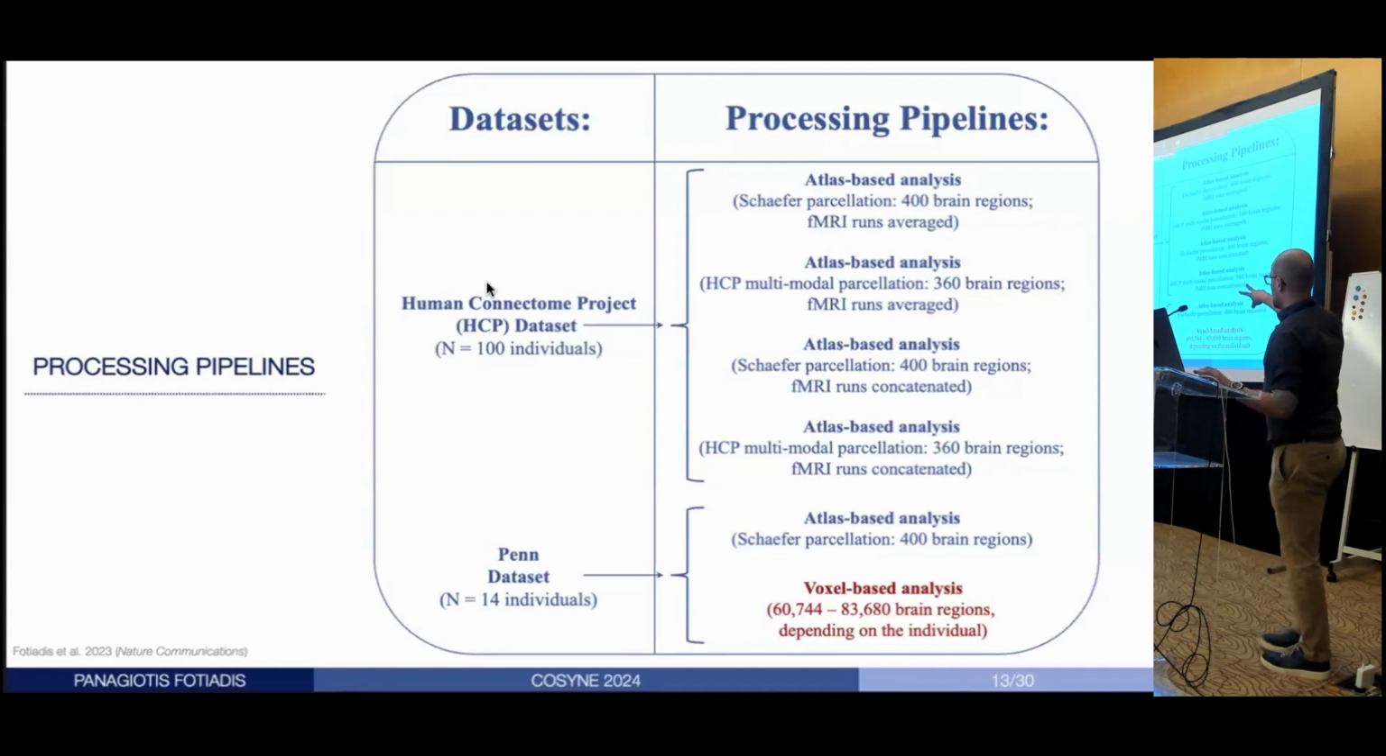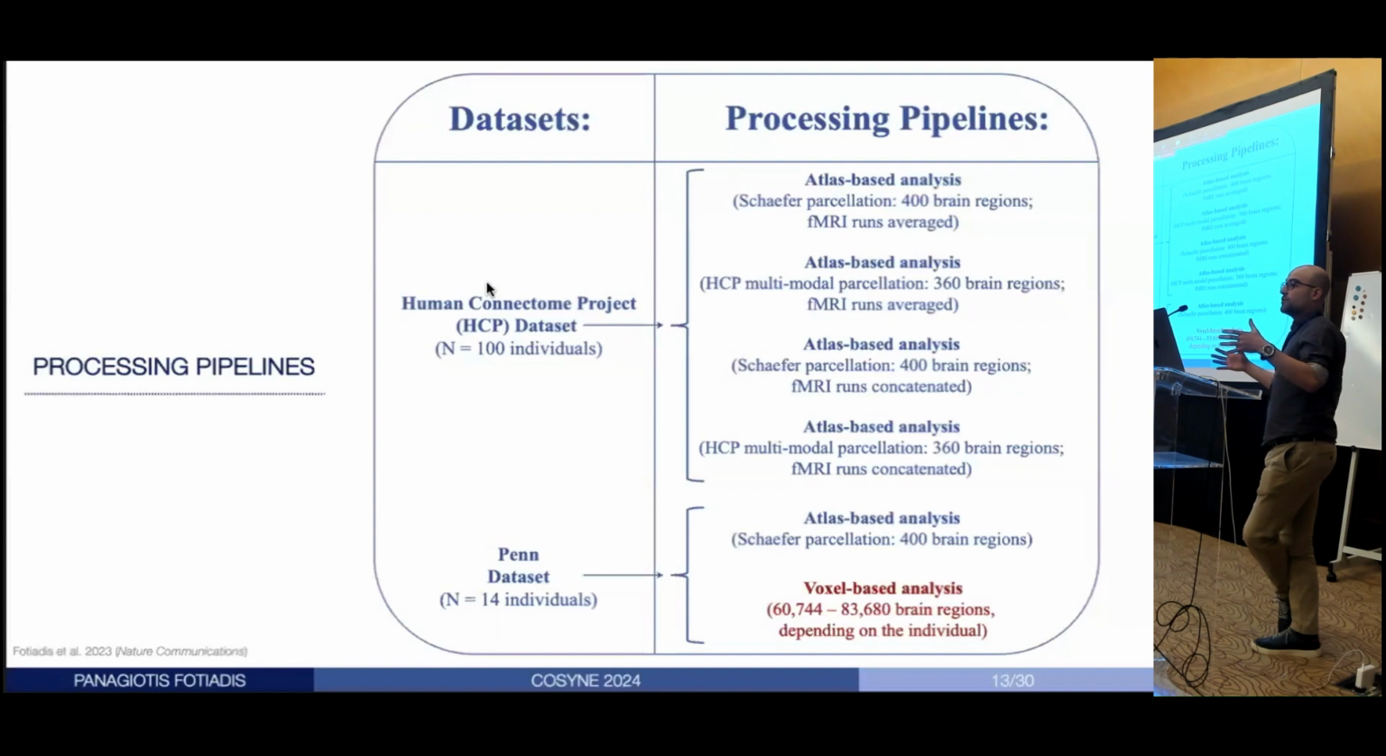So we used two cohorts. One was the Human Connectome Project, which consists of 100 individuals, healthy and related. A lot of people have used that cohort. The second cohort was a significantly smaller data set collected at Penn of 14 individuals. The reason why that cohort was great is because they had really high resolution diffusion imaging. And we used 6 different processing pipelines to analyze these data sets.